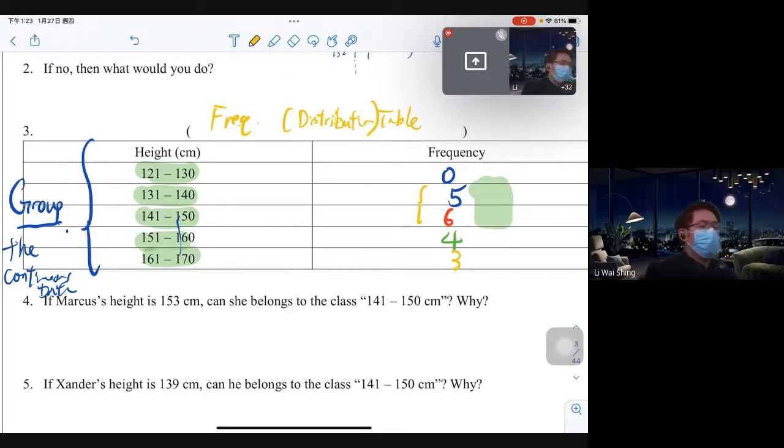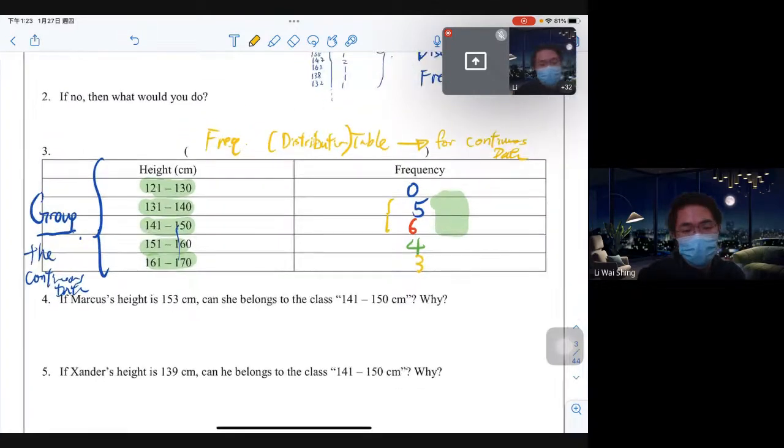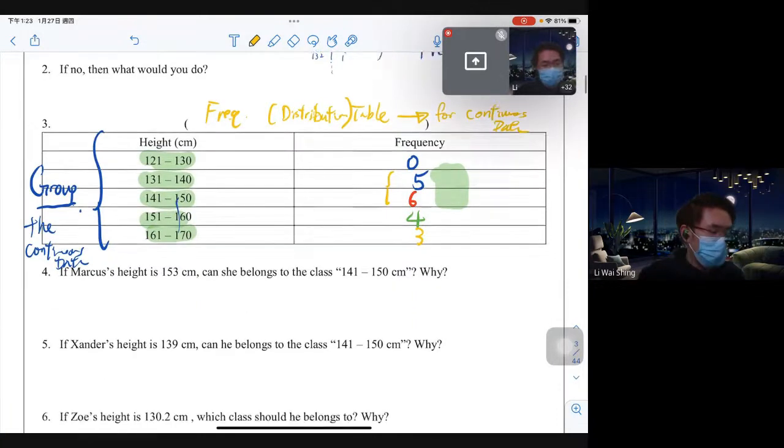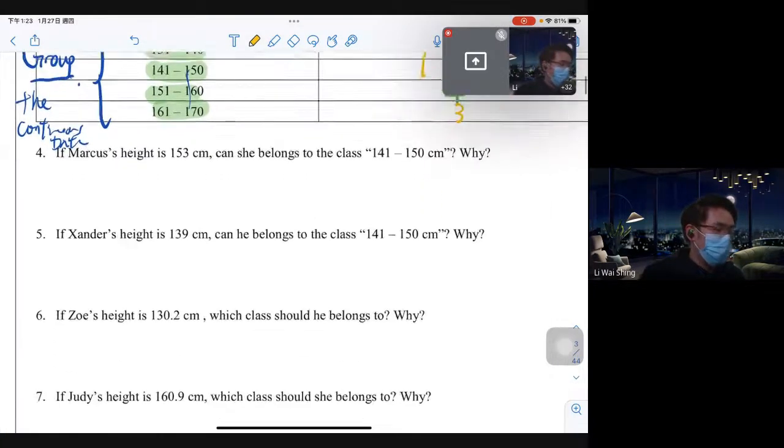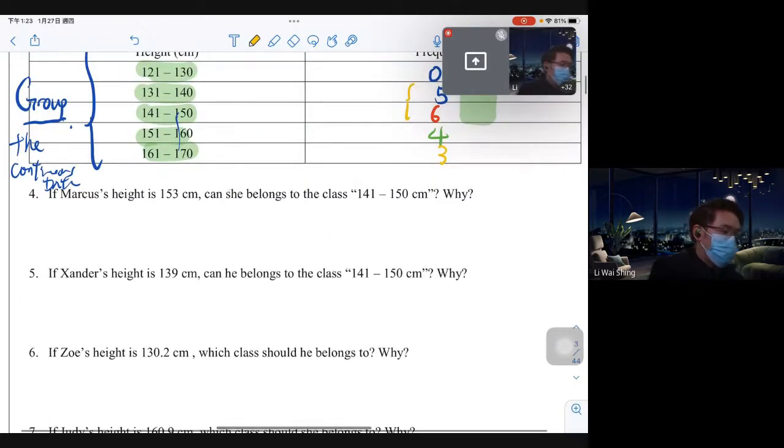We still call it frequency distribution table. But this time, it is not for discrete data. It's for continuous data. Is it clear? No problem. Okay? So Marcus, if your height is 153, can he belong to the class 141 to 150?